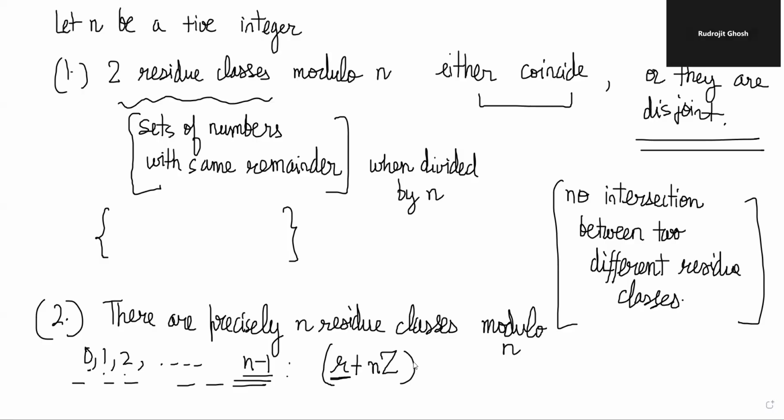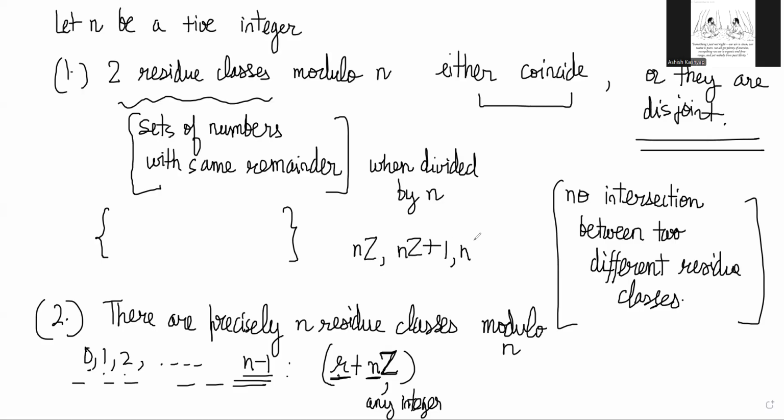Yes, sir. Z can represent any integer, and n is the common difference basically, right? R can be the particular residue class. So you can have a residue class nZ, you can have nZ plus 1, you can have nZ plus 2, and the final residue class will be nZ plus n minus 1.